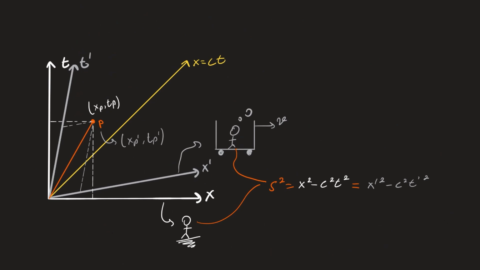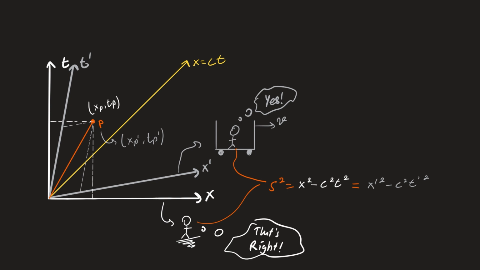Always lovely to see that happen. And that means that no matter what coordinates our observers assign to whatever points, they will always agree on what the s-squared interval is. It's a geometrical object, so it lives beyond the pesky coordinates of these observers.